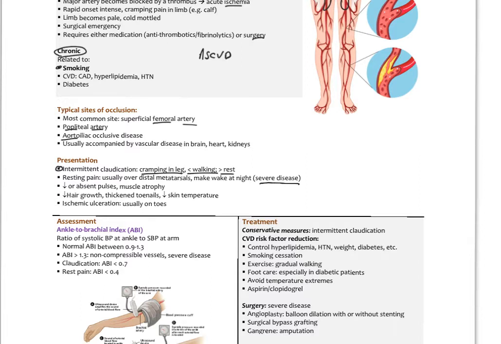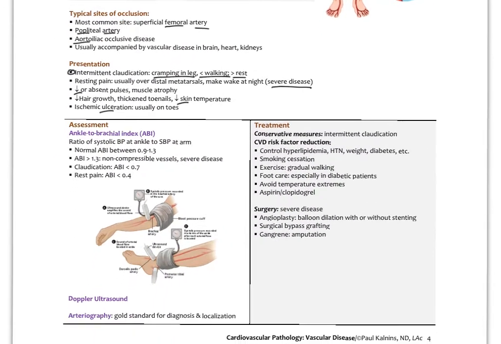If you feel the pulses down in the ankles or the feet, you're going to feel decreased pulses. There'll be muscle atrophy typically. The hair will stop growing adequately on the legs. The toenails become thickened, and the feet feel very cold. And over time, a patient might start developing ulcerations, usually on the toes. It's called ischemic ulceration from lack of adequate oxygenation of blood flow. So that's the typical presentation of PAD in the lower extremities.